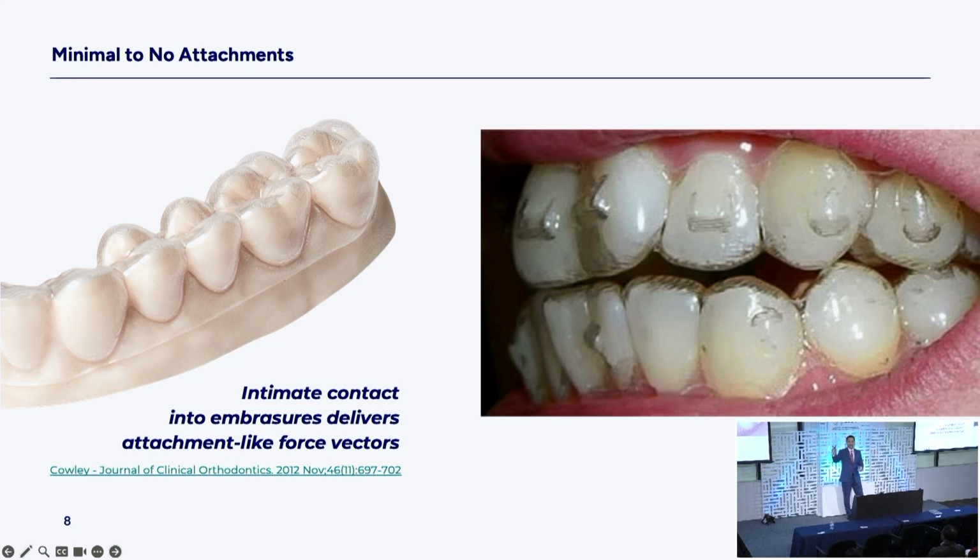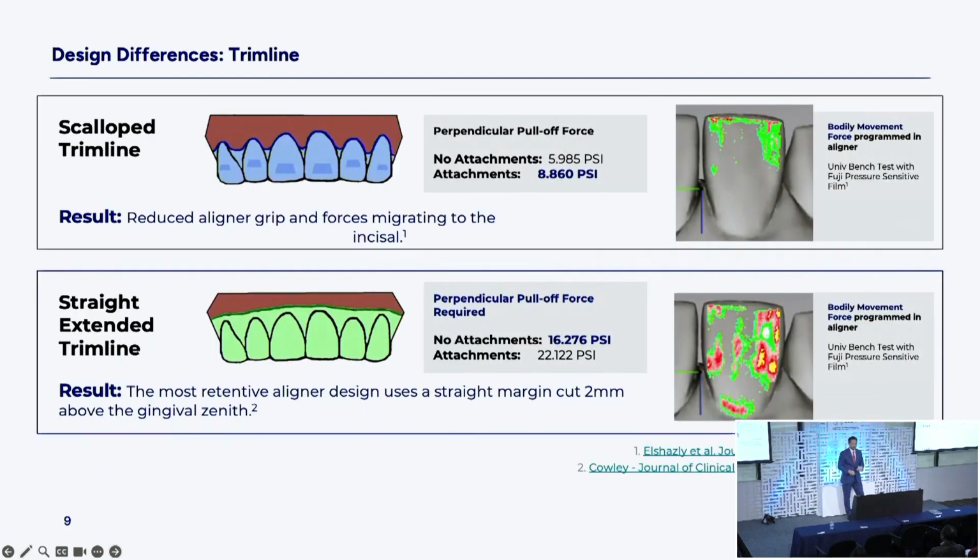When you have a scalloped line and it doesn't go all the way into the undercuts, you have to put a bump on the tooth to engage it. You need attachments with a scalloped trim line. Now, this map shows you what's happening with those aligners. Across the top is the scalloped trim line. This is a very nice research that was done on the different cuts to show which is better. So the scalloped trim line on top has 6 attachments. We're looking at the blue teeth. The blue teeth there have 6 attachments on them.